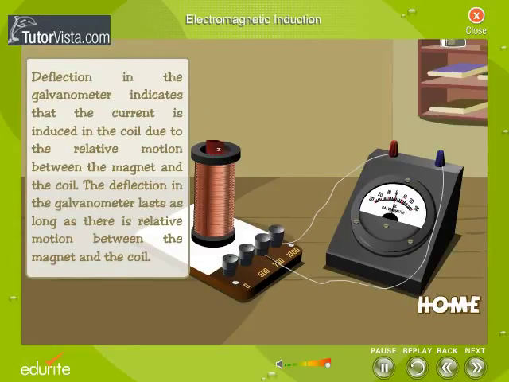Deflection in the galvanometer indicates that the current is induced in the coil due to the relative motion between the magnet and the coil. The deflection in the galvanometer lasts as long as there is relative motion between the magnet and the coil.